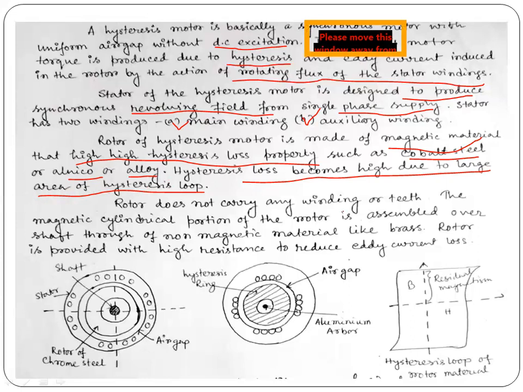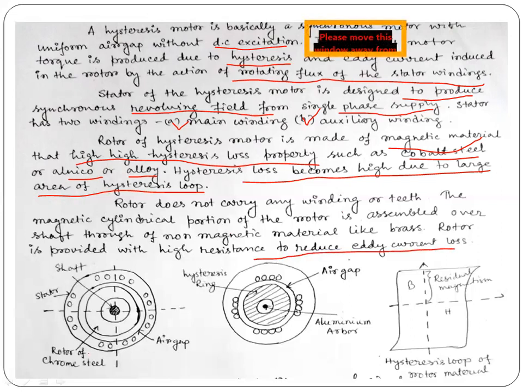Now the rotor does not carry any winding or teeth. The magnetic cylindrical portion of the rotor is assembled over the shaft through non-magnetic materials like brass. Rotor is produced with high resistance to reduce eddy current loss.